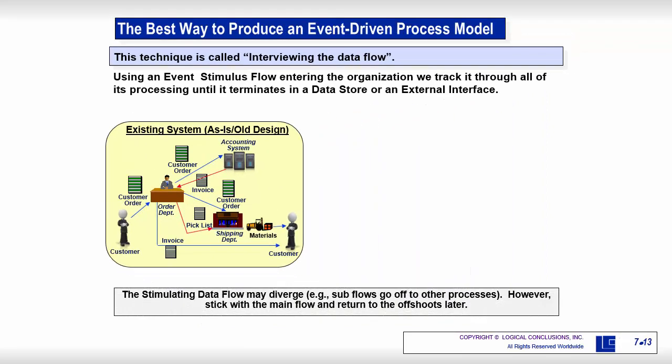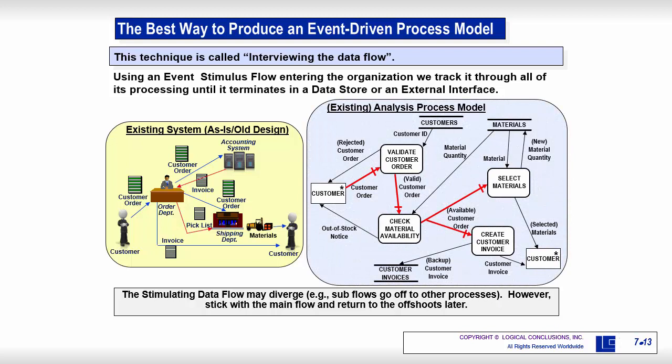Now, the stimulating data flow may diverge. In other words, subflows go off to other processes. However, we stick with the main flow and return to the offshoots later. That is, follow one complete set of data and processing straight through the whole organization. This will form one complete event reaction process model. We produce the diagram on the right of this slide by applying this technique to the existing implementation shown in the diagram on the left of this slide.